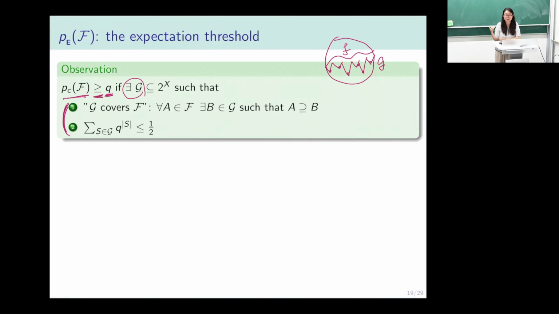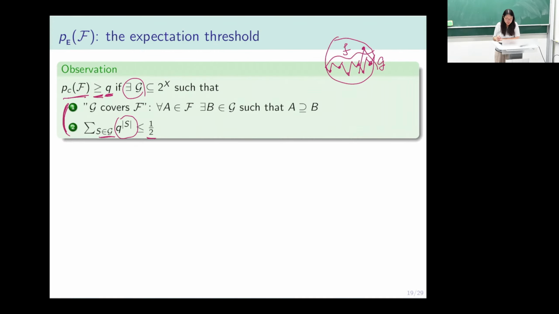Are we happy with this? In other words, whenever we have an element in F, if we look down, then it contains at least one member of G. This is the meaning of G covers F. Okay, so this is the first property. And the second property is that if we add up Q to the size of S for all of the members in G, then this must be at most 1/2. Here 1/2 is not very important, but this 1/2 corresponds to the 1/2 in the definition of thresholds. They just match, and we can adjust them. 1/2 is just a convenient choice.